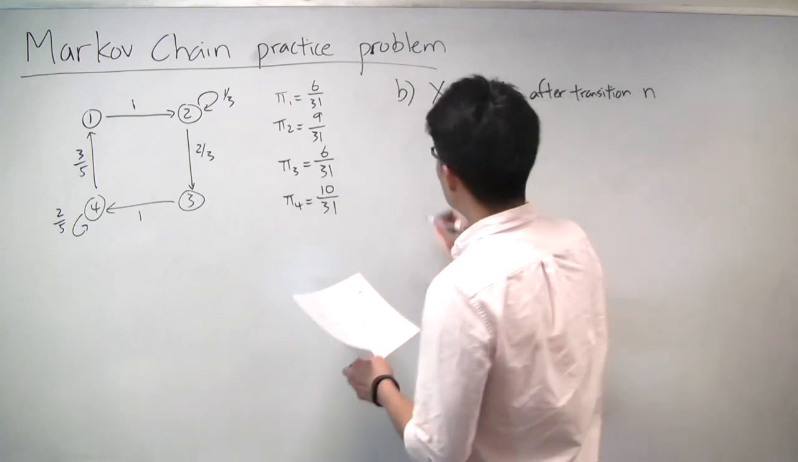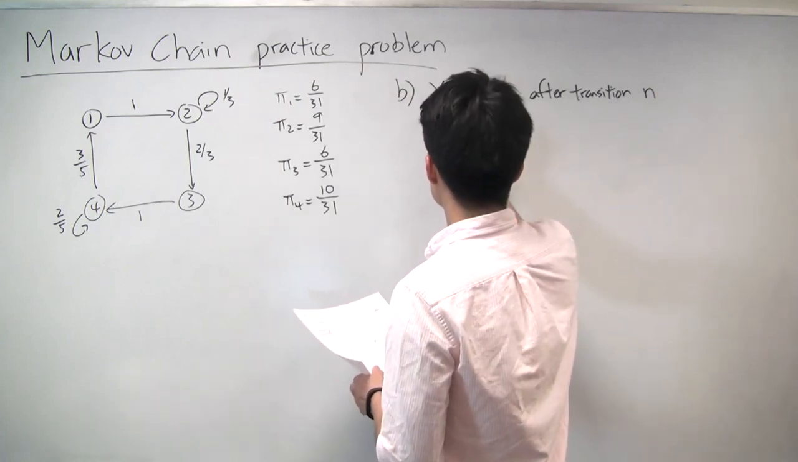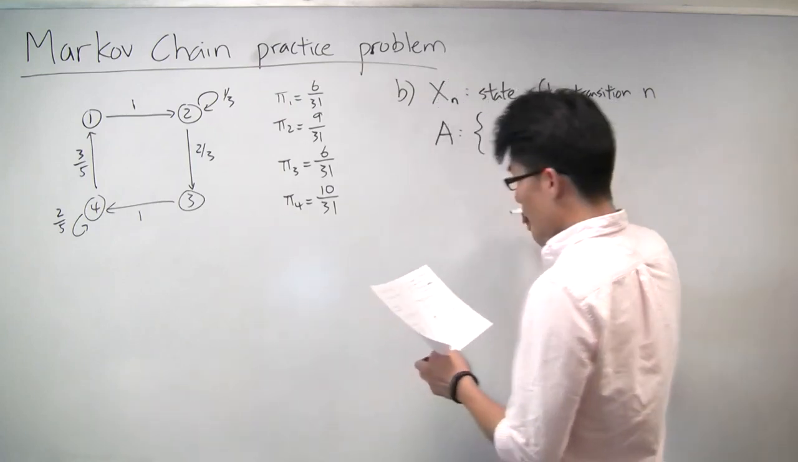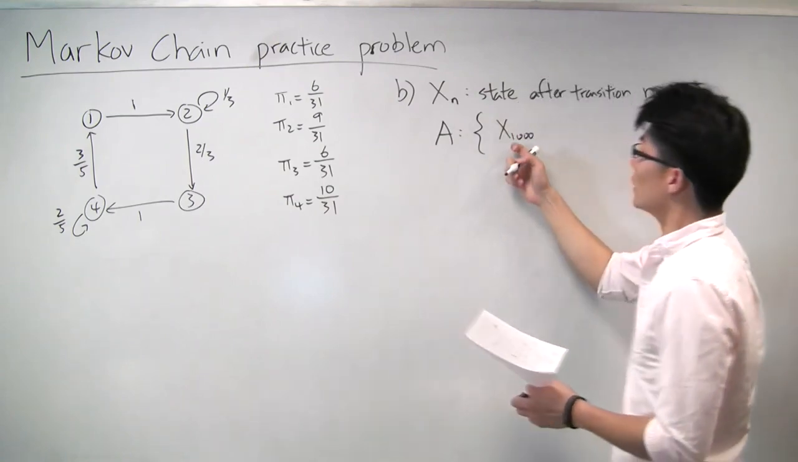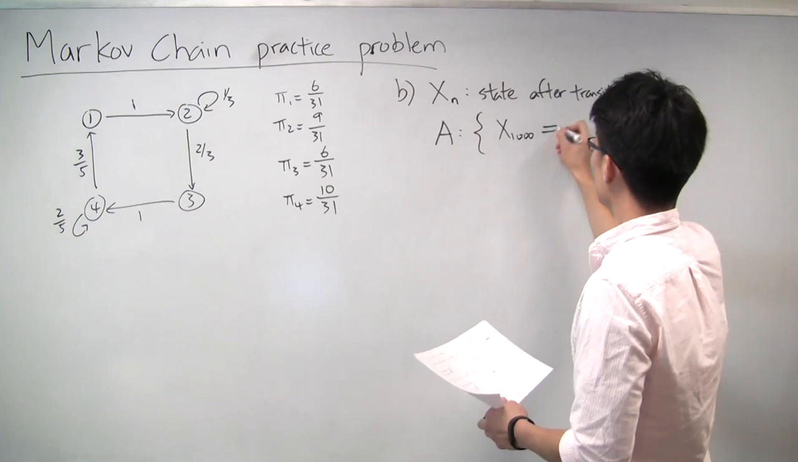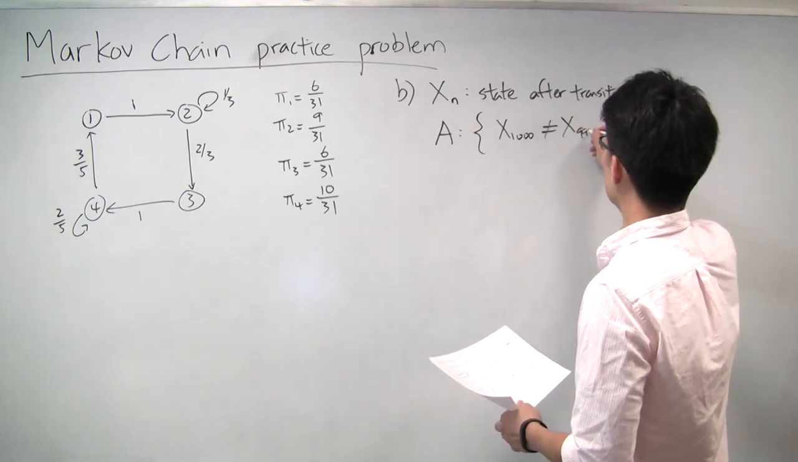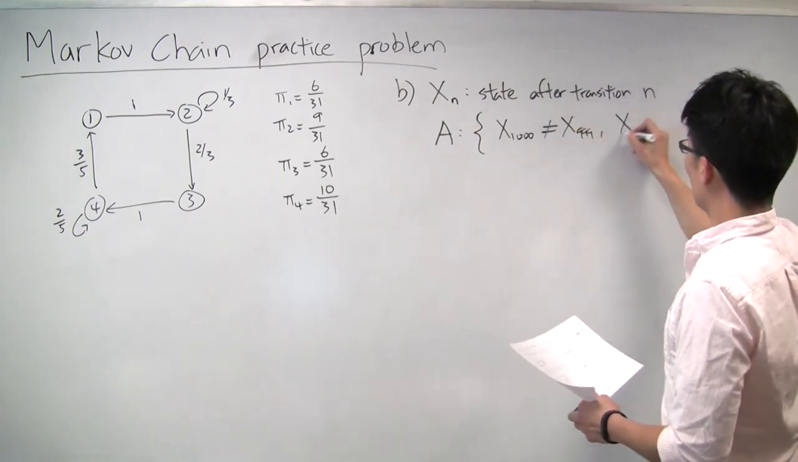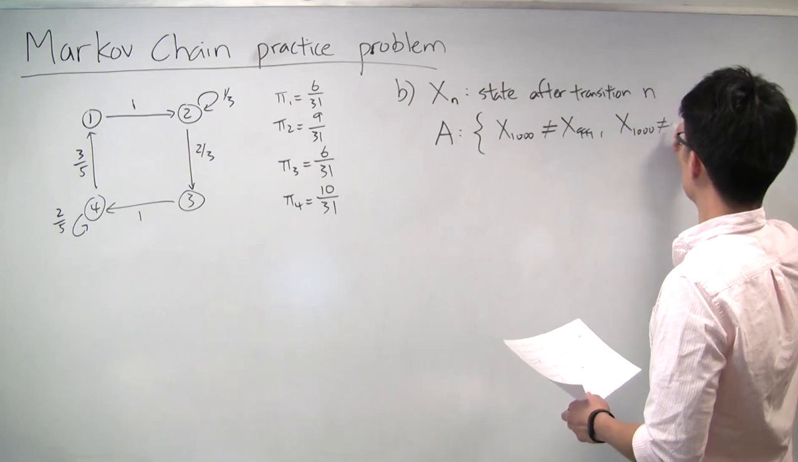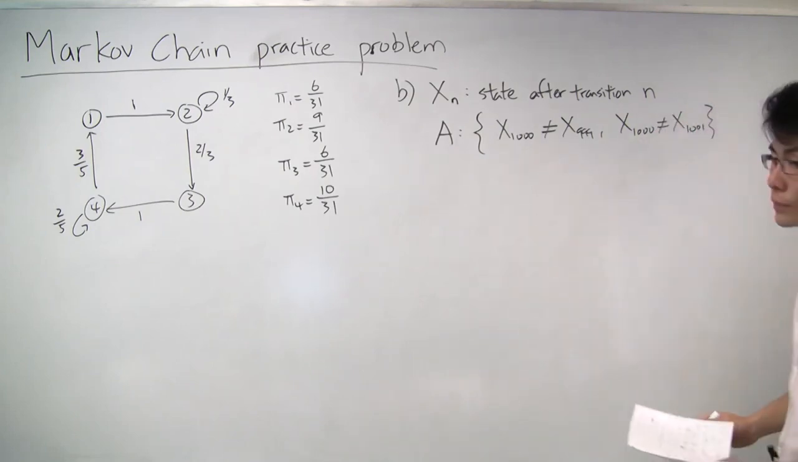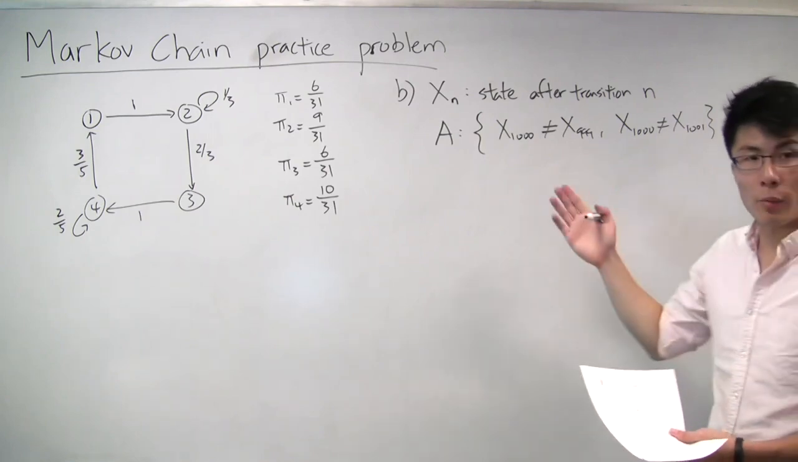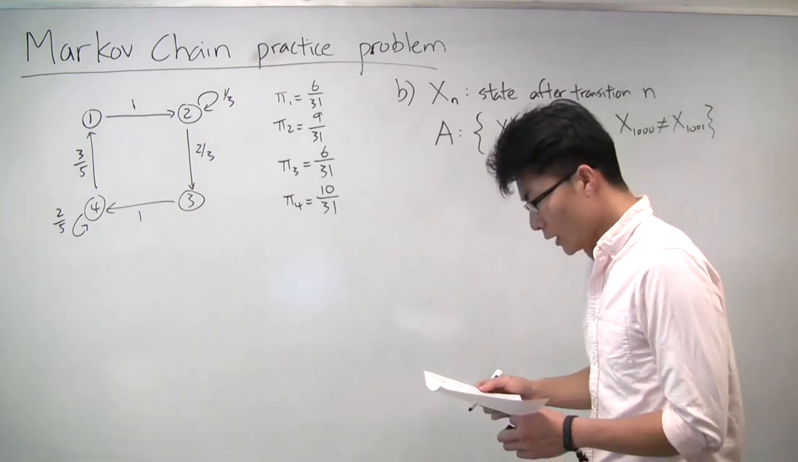Okay, and now let's define the event of interest. This is what we're trying to find. The event of interest, A, is that X1000, the state after the 1000th transition, is not the same as X999, and X1000 is not equal to X1001. What we want to find is the probability of this event.